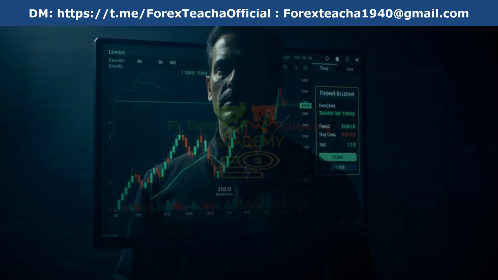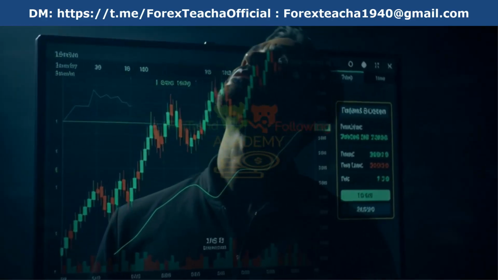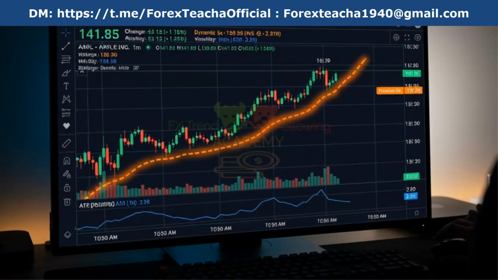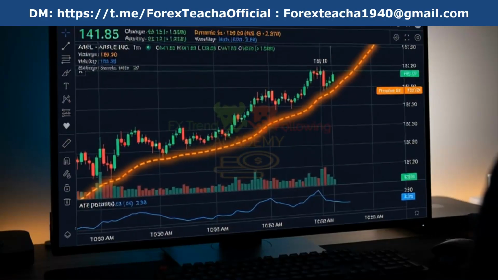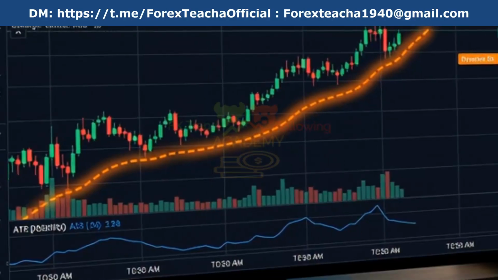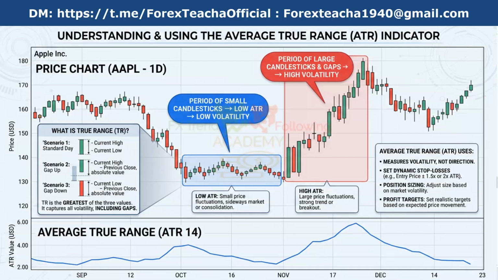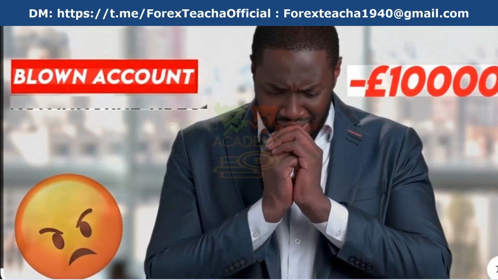You need your stop loss to match the market. You need your lot size to match your risk. That's where ATR and position sizing come in. ATR simply means average true range. All it does is measure the volatility, how much the market moves. So instead of guessing your stop losses, you let the market decide. Higher volatility means wider stop losses. Low volatility means tighter stop losses. It's that simple.